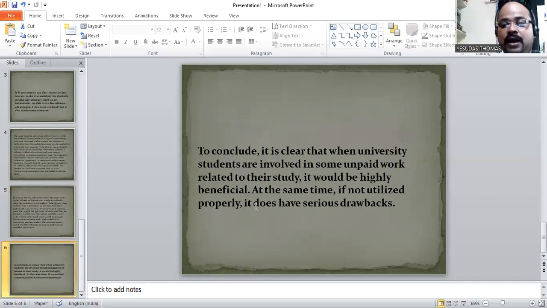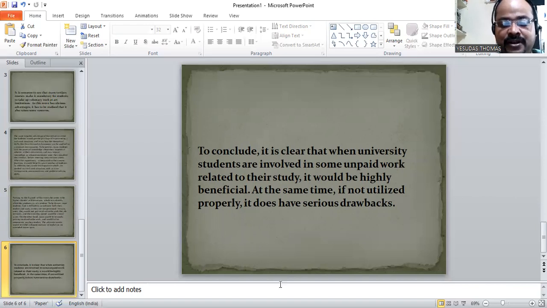Now, the conclusion is that it's clear that when university students are involved in some unpaid work related to their study, it would be highly beneficial. At the same time, if not utilized properly, it does have serious drawbacks. So we have the conclusion here. If we use it properly, it has high benefits. We have a great number of benefits there. But if not used seriously, it may have serious drawbacks too. And that is the end of your session explanation.